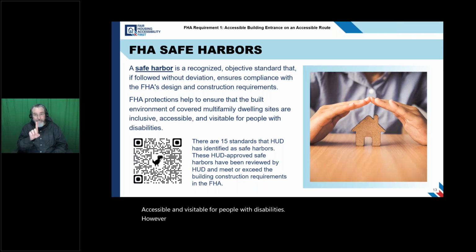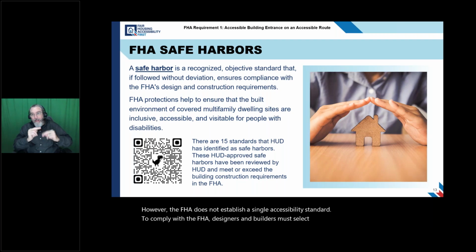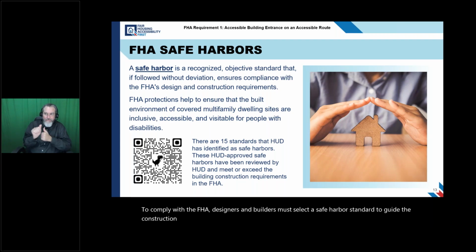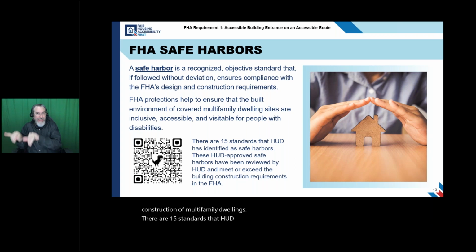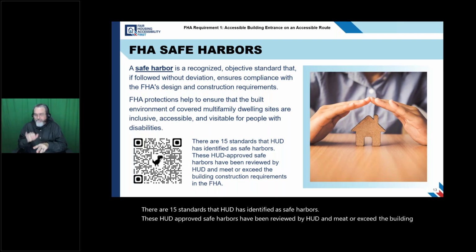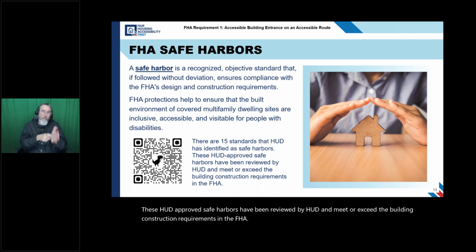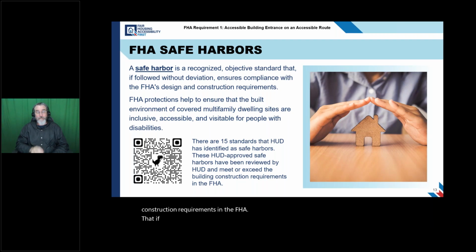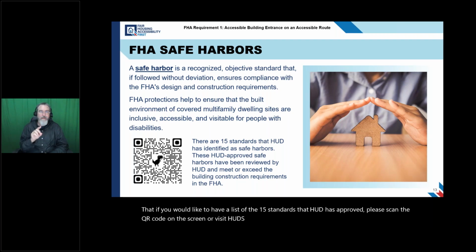However, the FHA does not establish a single accessibility standard. To comply with the FHA, designers and builders must select a safe harbor standard to guide the construction of multifamily dwellings. There are 15 standards that HUD has identified as safe harbors. These HUD-approved safe harbors have been reviewed by HUD and meet or exceed the building construction requirements in the FHA. If you would like to have a list of the 15 standards that HUD has approved, please scan the QR code on the screen or visit HUD's Frequently Asked Questions page.